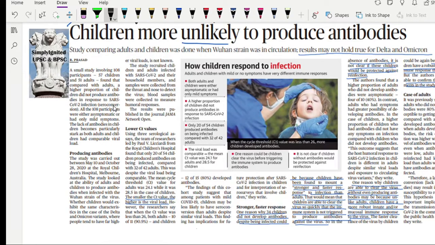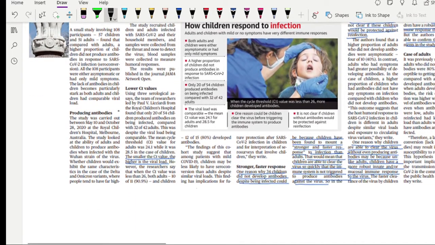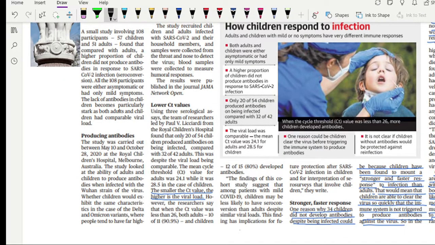Children more unlikely to produce antibodies. Now you understand antibodies. If you do not understand antibodies, please refer to the static section of science and technology. It is a very basic thing, I'm not going to explain it here. Okay. So there was a small experiment that said that the children who were infected produced fewer antibodies in response to the infection than adults responding to the same infection. Now this part is very well written and it summarizes the entire article very smoothly.